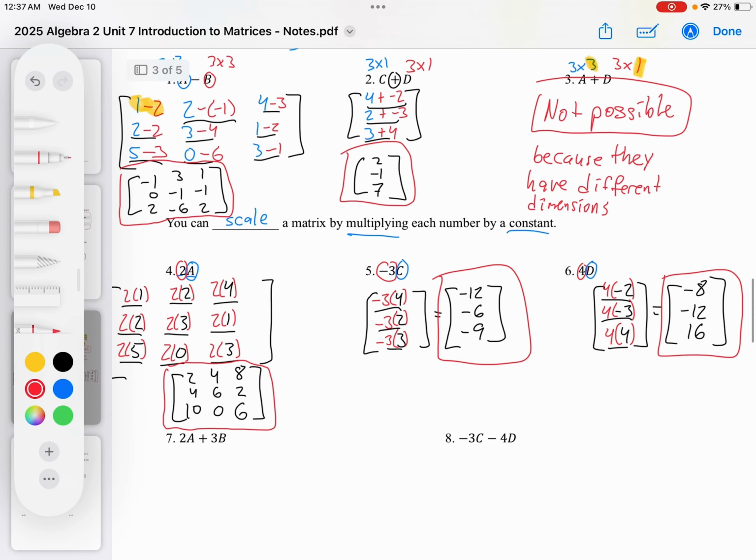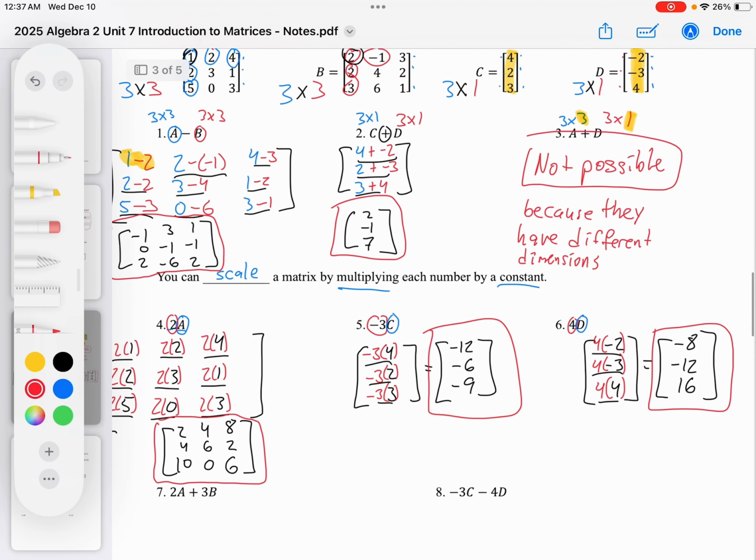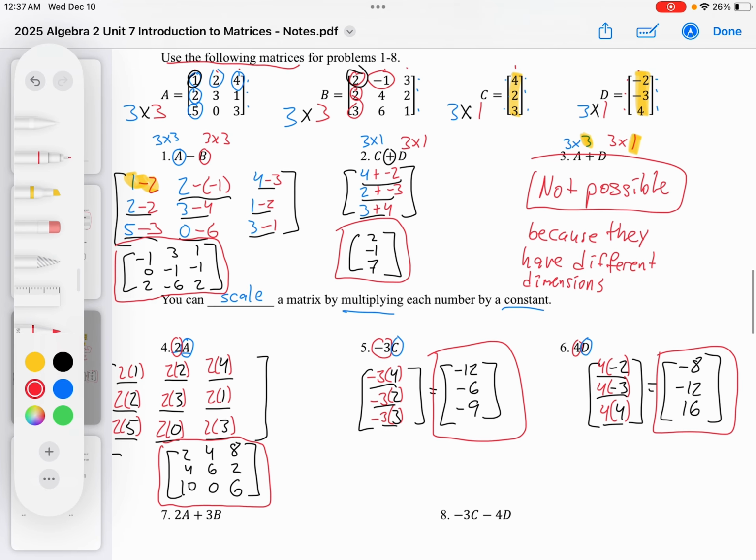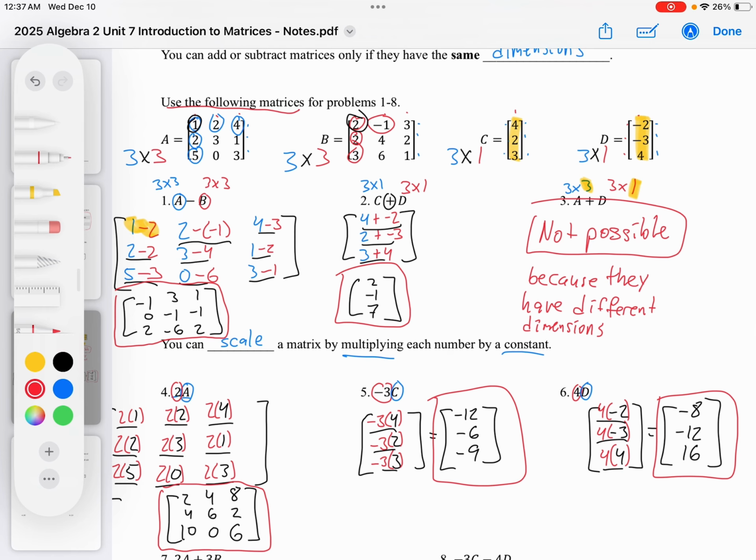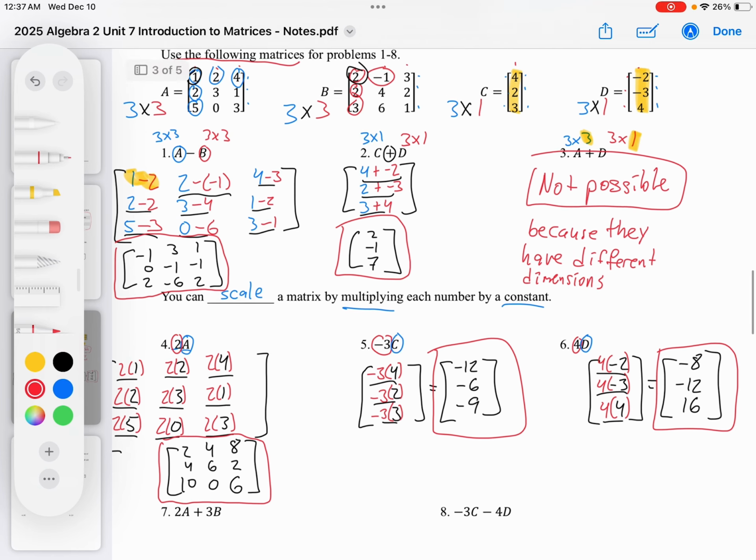So scaling is usually not too bad. We usually do a pretty good job of that, just multiplying each of those numbers. The next part is combining what we did just now, the scaling part of it, with the adding and subtracting part that we did earlier in the previous video. So again, if you haven't watched that, you're going to want to watch that first.